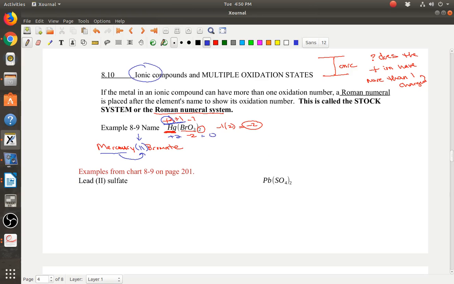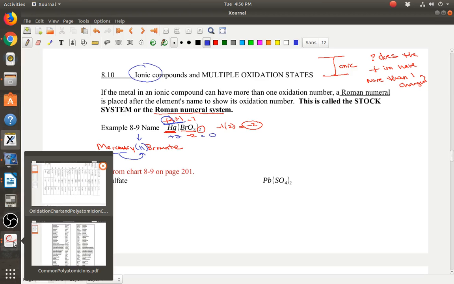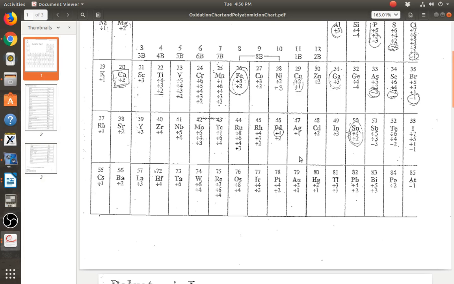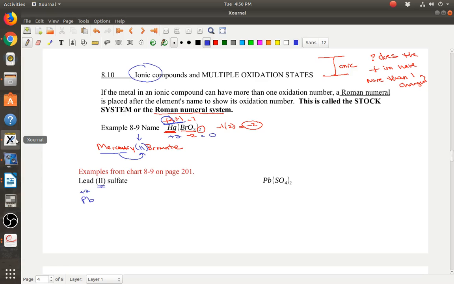Okay, so let's look at this one. This is lead, which is Pb. There's the parentheses, which means I'm going to use the +2 charge for lead, because lead, which is also in your oxidation chart, Pb, has a +2 or a +4 charge. I'm going to use the +2 this time. And then sulfate is SO4 minus 1. And I'm going to check.